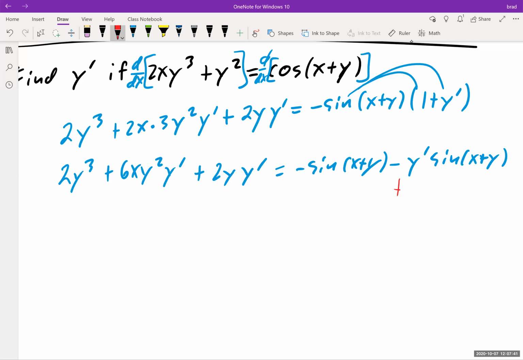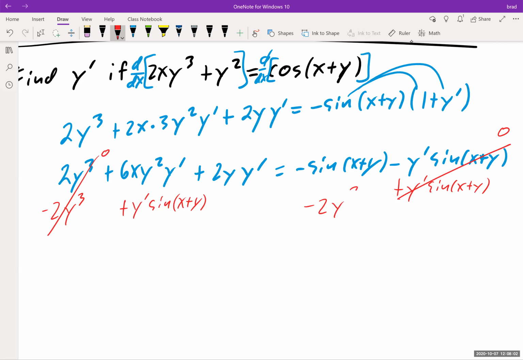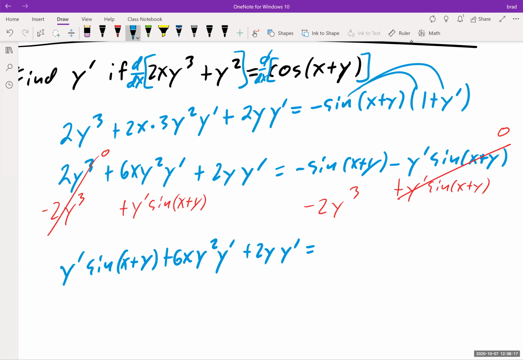So I'm going to move this guy, plus y prime sine x plus y, let me write it right here, plus y prime sine x plus y. And this becomes 0, right? And then I have to subtract 2y cubed. That becomes 0. And I'm going to subtract that over to here, 2y cubed. So let's see what's left standing. We have y prime sine x plus y plus 6x y squared y prime plus 2y y prime equals negative 2y cubed minus sine x plus y. Wow, this is a rough one. I told you this one's tough.